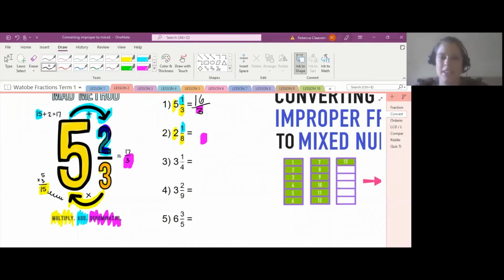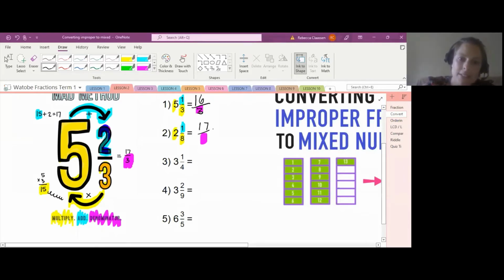Okay. Zara, can you help me out? So you have to multiply 2 times 8, which is 16. 16 plus 1 is 17. So 17 over 8. Beautiful. Well done. Nailed it. Good job. Thank you very much, Zara.